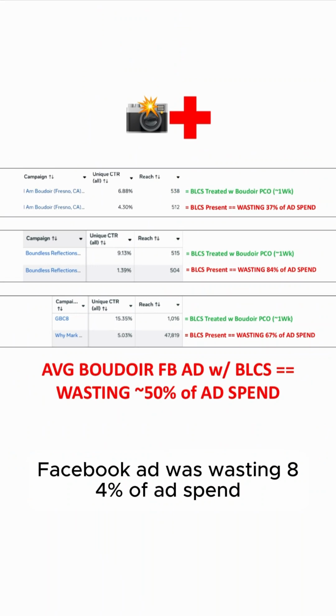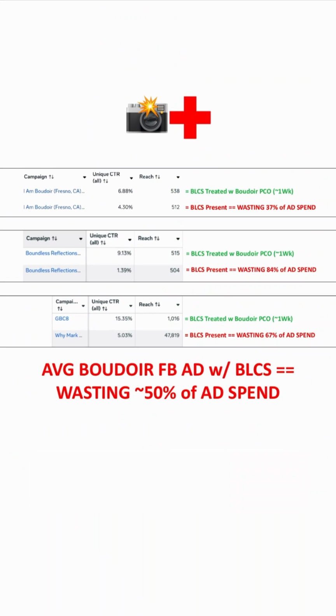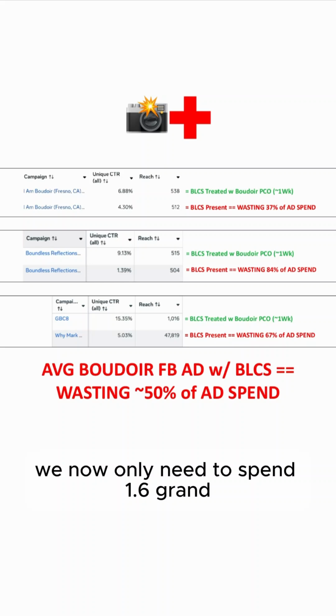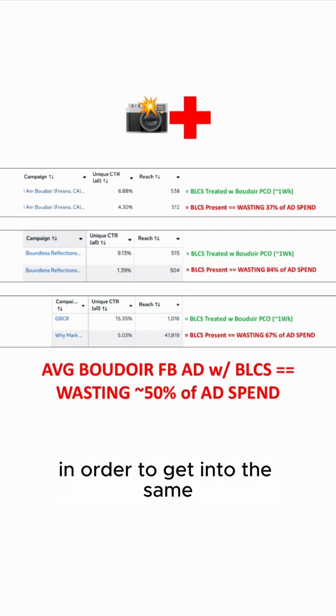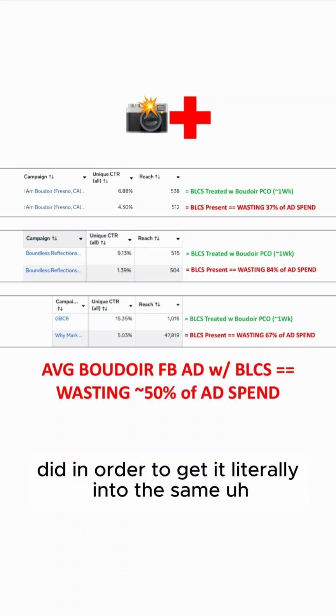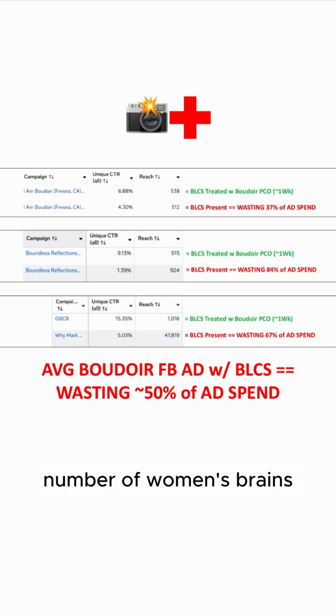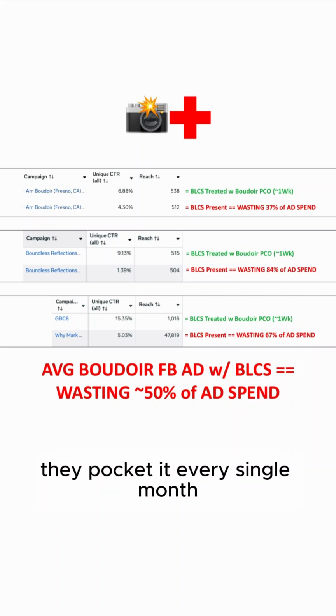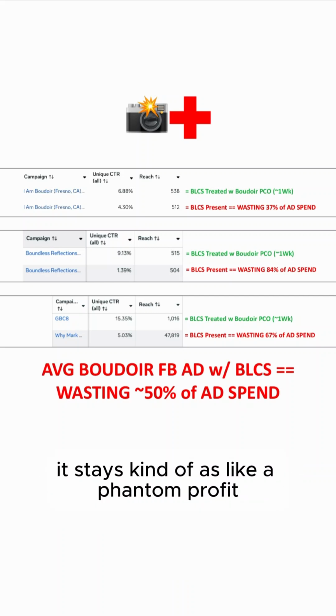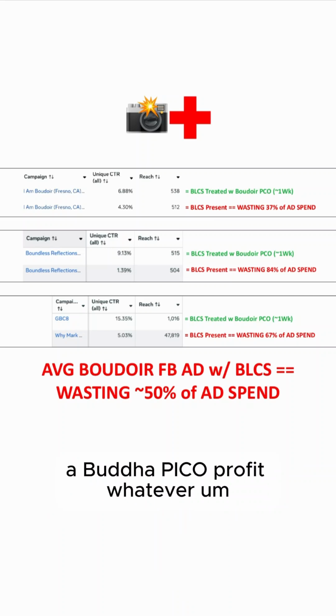So we found out the original Boudoir Facebook ad was wasting 84% of ad spend, being wasted. As a result, if they were spending 10 grand a month on that original Boudoir Facebook ad, we now only need to spend 1.6 grand per month on the Boudoir PCO treated ad in order to get it literally into the same number of women's brains. And that difference, that $8,400 a month that they now no longer have to spend, they pocket every single month. They don't have to spend it. It stays kind of like a phantom profit, a Boudoir PCO profit, whatever.